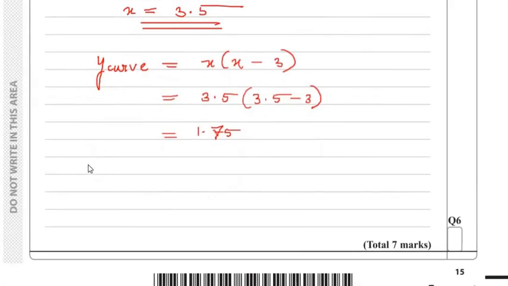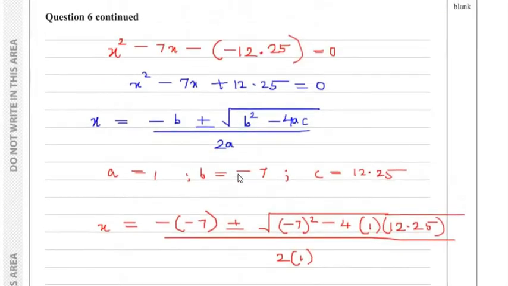So we have here x comma y as 3.5 comma 1.75. So these are the coordinates where the line and the curve meet. And this is how we solve the given question.